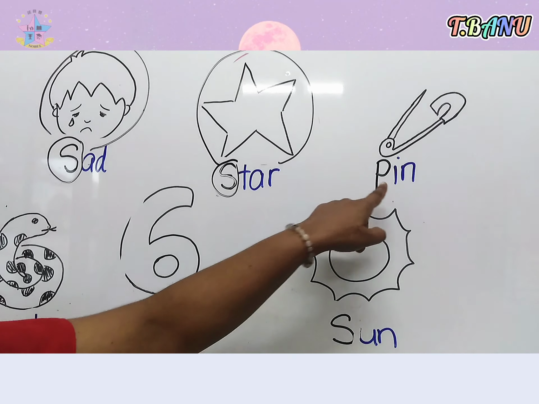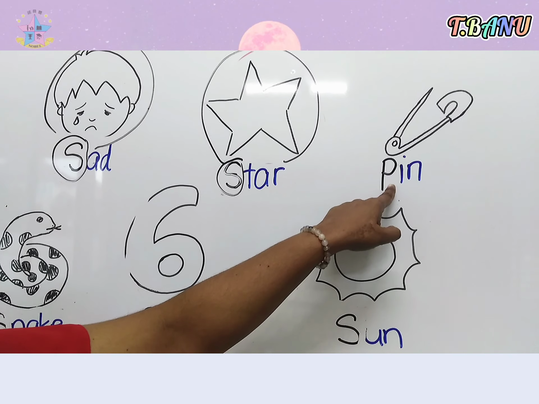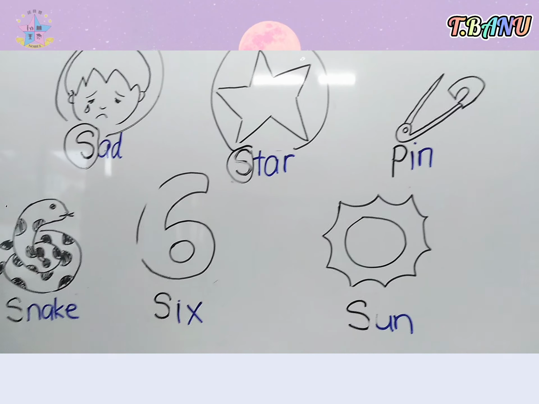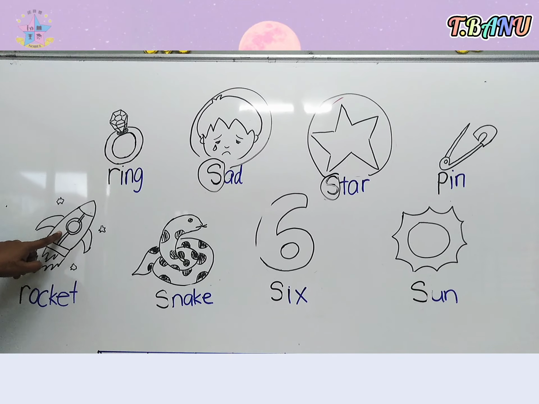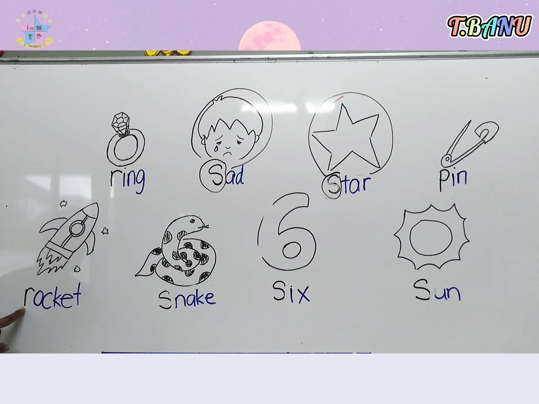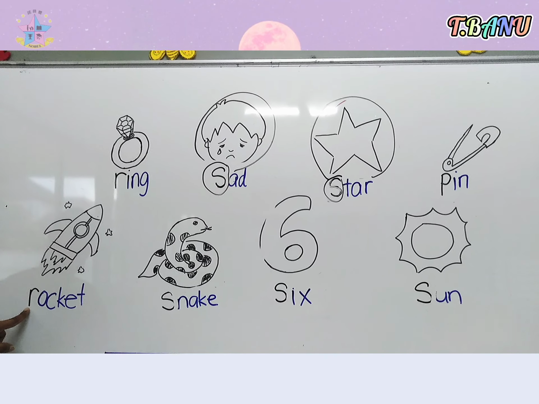Children, is this letter S? No, this is letter P. So don't circle. Look down here, children. What picture is this? This is rocket. Is this letter S? No, this is letter R.